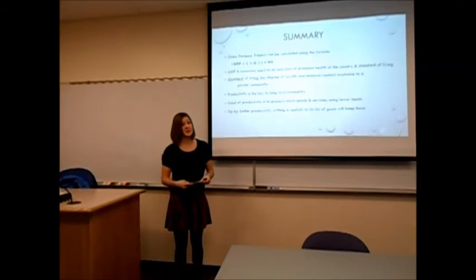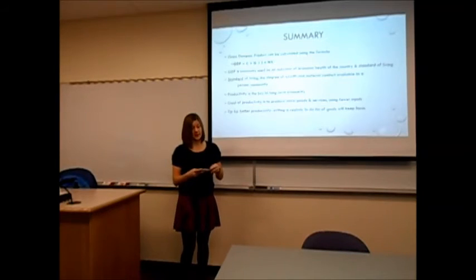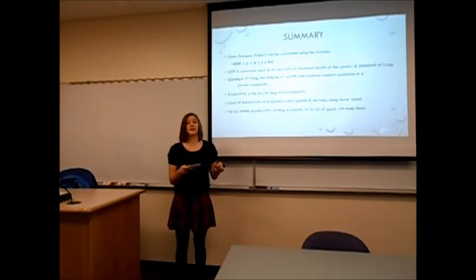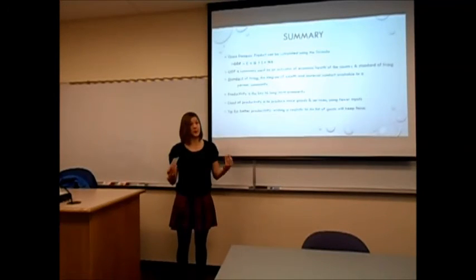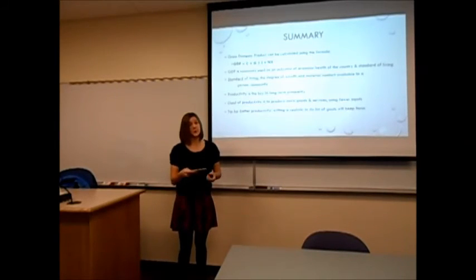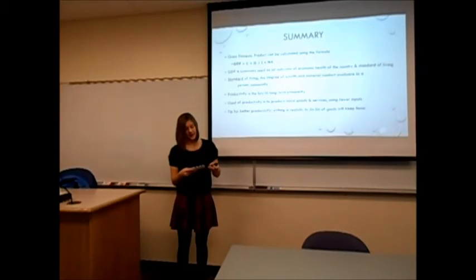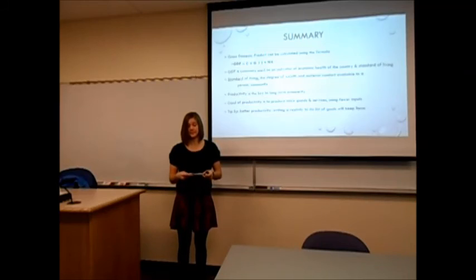Just a little summary of what I've talked about today. Gross domestic product can be calculated using the formula gross domestic product equals C plus G plus I plus NX. As well, it's commonly used as an indicator of economic health for the country as well as the country's standard of living overall. Standard of living is the degree of wealth and material comfort that's available to a person or a community. As well, productivity is the key to long-term prosperity. And then a final tip for better productivity is writing realistic goals and a to-do list to make sure that you keep your focus.